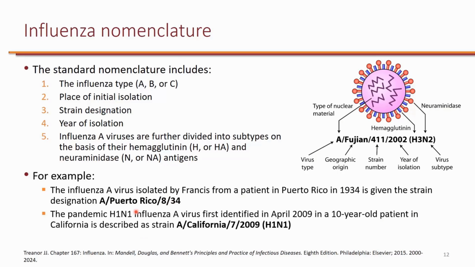A834. And then a more recent example is the pandemic H1N1 influenza A virus first identified in April 2009 in a 10-year-old patient in California, which has the designation A/California/7/2009, and then in parentheses, because this is A, we have H1N1. In 1934 they didn't have the molecular capability to type H and N, so that's why the 34 from 1934 doesn't have it. But in the modern era we have the molecular capability to type H and N. So this is the H1N1.